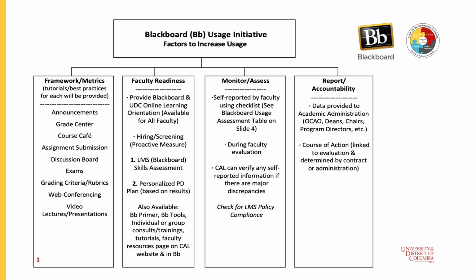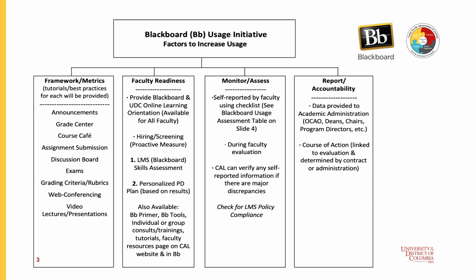As it pertains to faculty readiness, there is a Blackboard and UDC online learning orientation. This is available for all faculty, and this is available inside each course site in the Faculty Resources tab. New instructors can be screened for Blackboard competency during the hiring process as a proactive measure. To do so, there is a Blackboard skills assessment, and based on the results of this skills assessment, a professional development plan can be implemented to address any deficiencies.